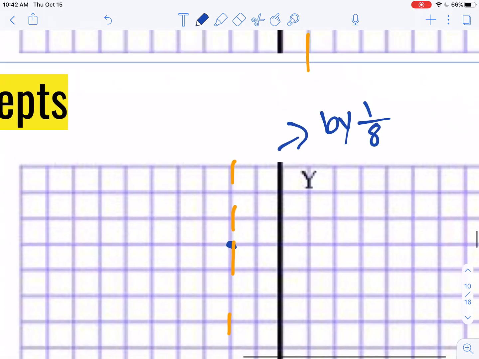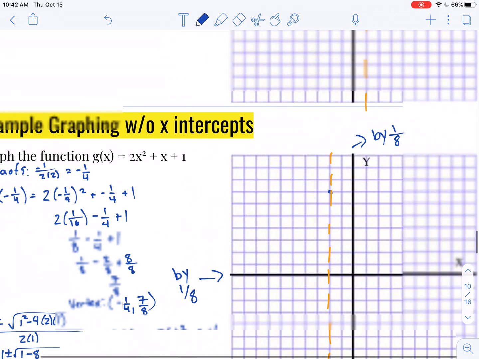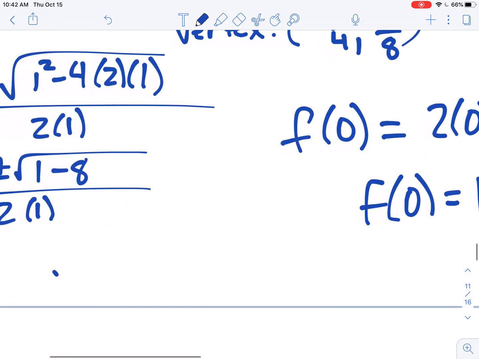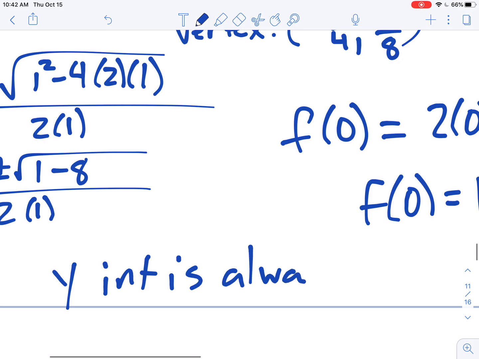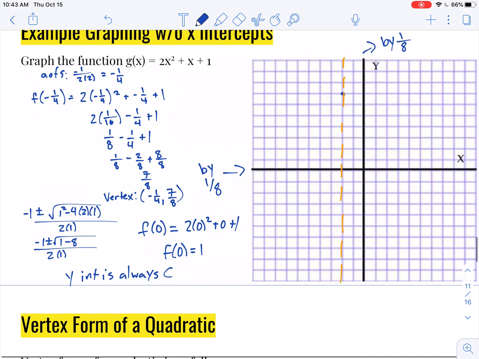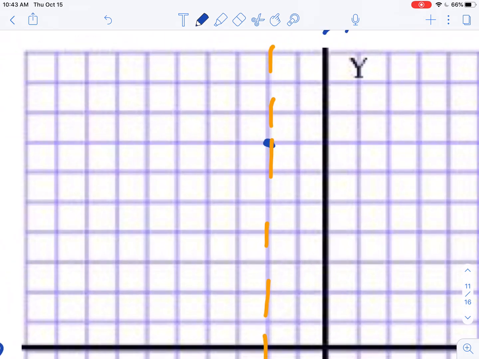Another way to remember this is your y-intercept is always c. So your y-intercept is always your c value. So in this case, I'm counting by 1/8, so that means my y-intercept is going to be over there. And then since I went up 1 and over 2, I'm going to go up 1 over 2 here. I'm going to mirror and make my axis of symmetry and then go from there.